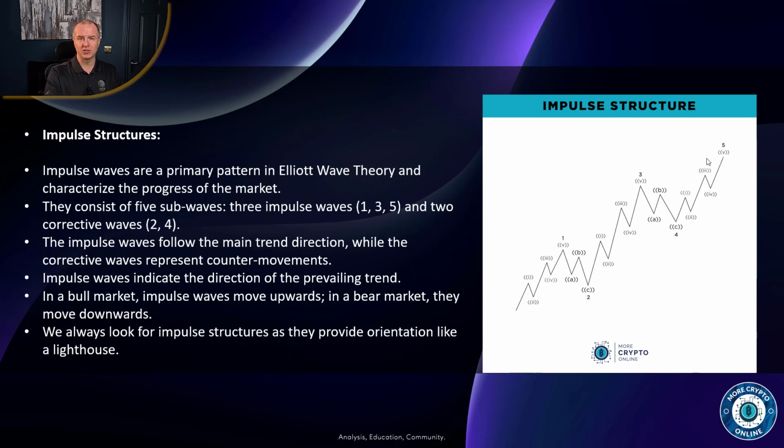See, an impulse always generates progress. There is progress in an impulse. There is no progress in a correction. The correction pauses the progress. It's just correcting the progress. Two steps forward, one step back essentially. These impulses consist of 5 subwaves. So you've got wave 1, wave 2, wave 3, wave 4, wave 5.